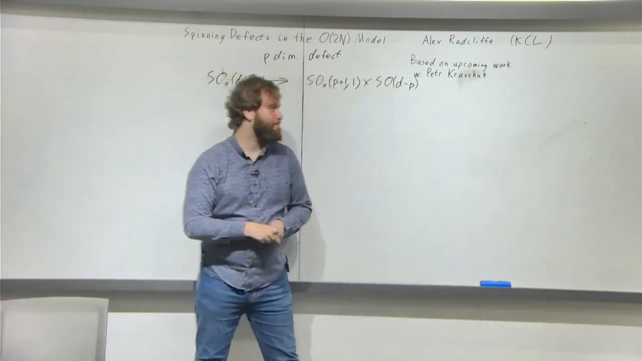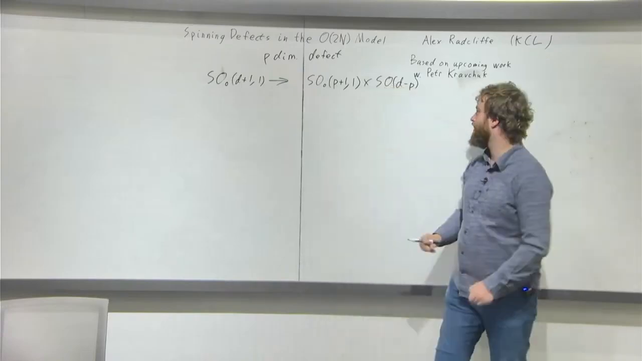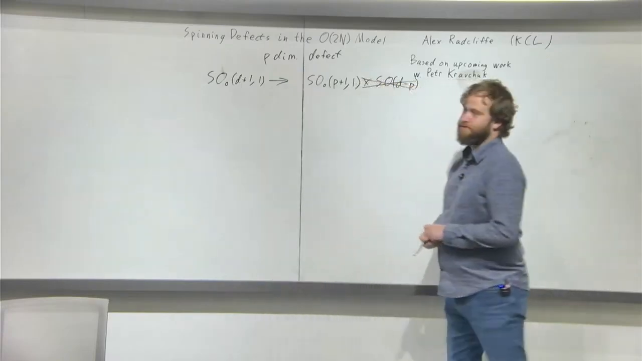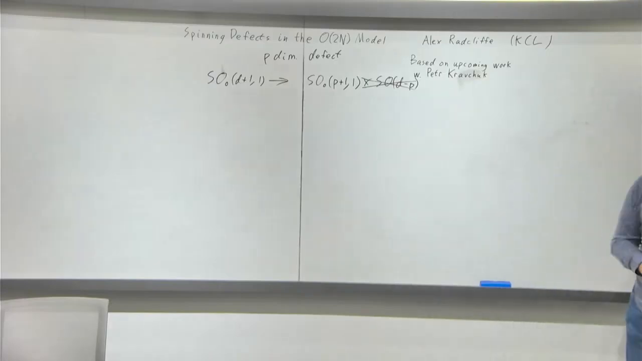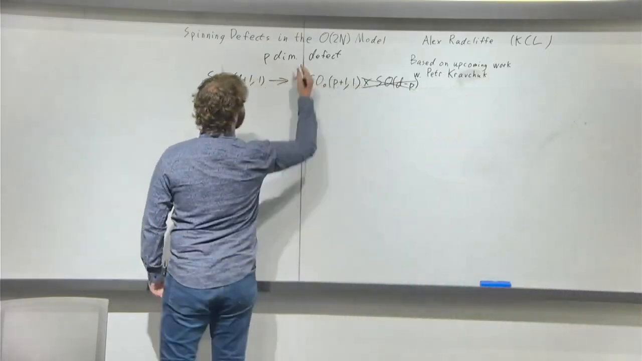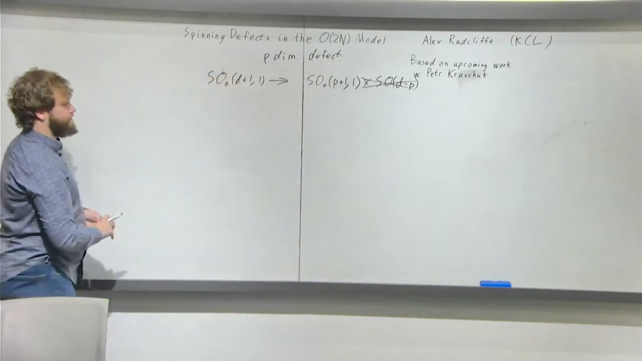This project came essentially from going, what if we try to find a defect where transverse rotations around the defect are not a symmetry of this theory? And so in this talk, I will describe such an example in the O2N model.